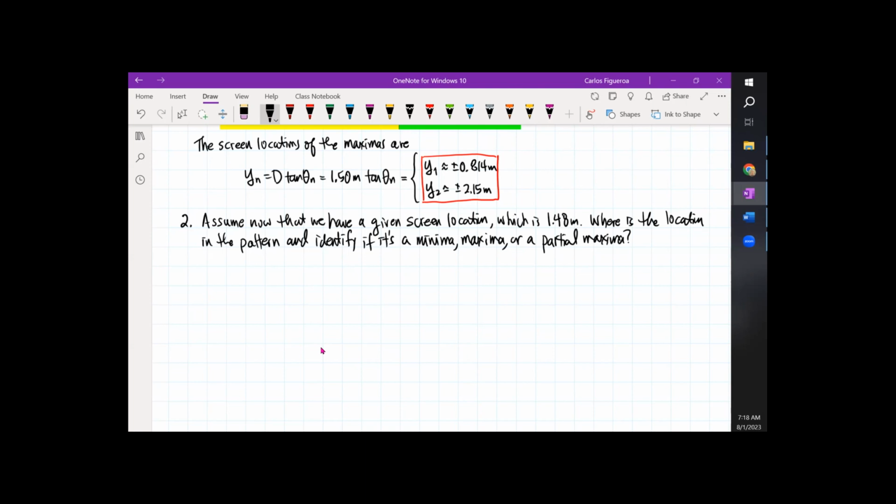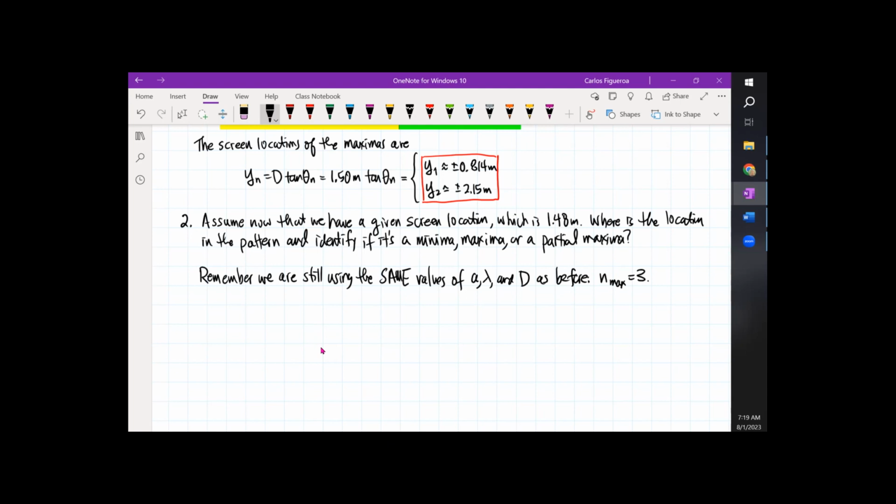Remember that we're still using the same values of A, lambda, and D as before. So in other words, we know that n max is equal to 3. Right? We know that the diffraction parameter is 3. So here we go.